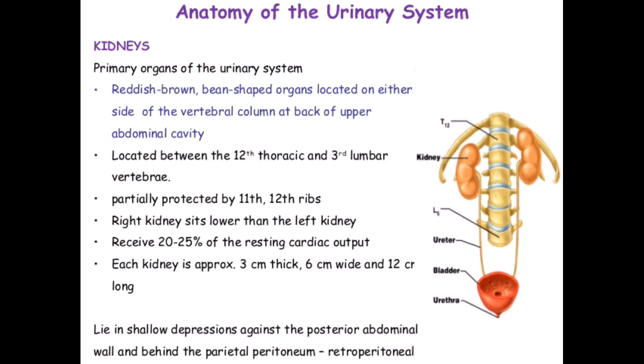It receives 20 to 25% of the resting cardiac output. Each kidney is approximately 3 cm thick, 6 cm wide and 12 cm long. They lie in a shallow depression against the posterior abdominal wall and behind the parietal peritoneum, that is, retroperitoneal.